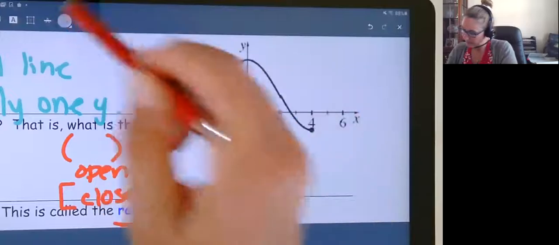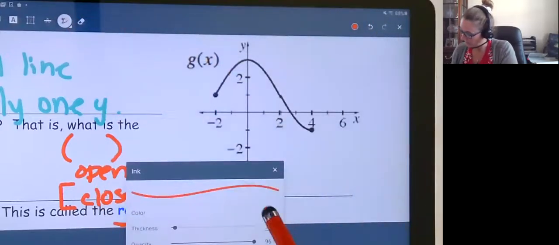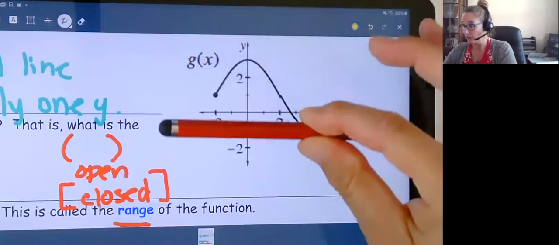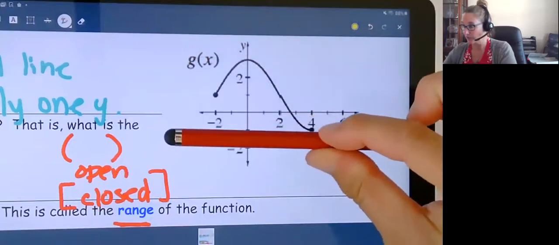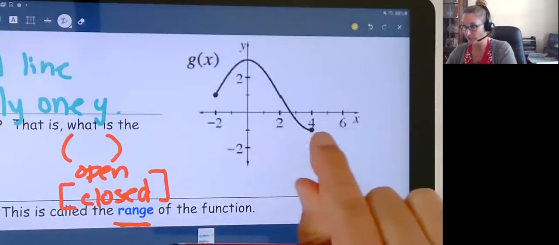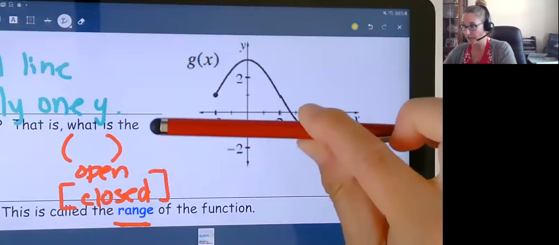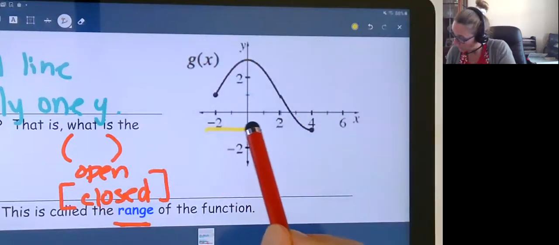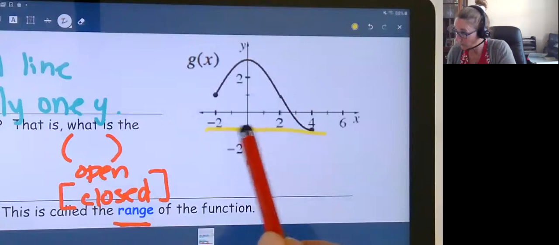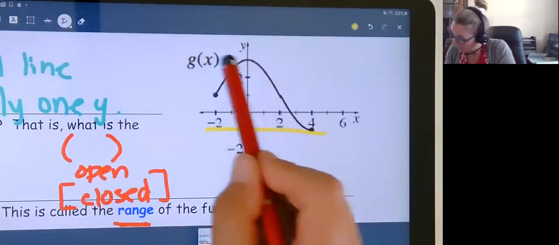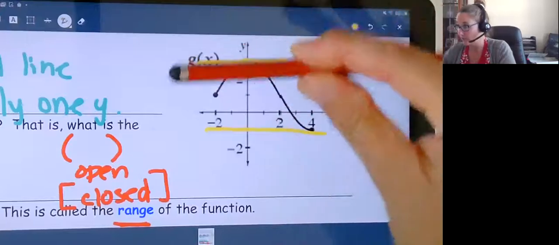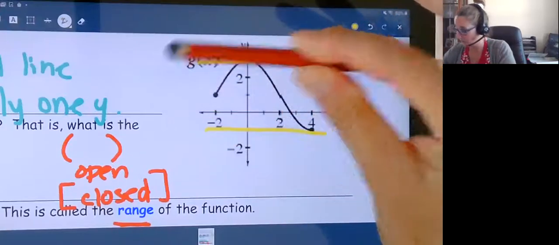And this time for range, when I want y's, I want high to low. How low does the graph go? It stops here, and it's going to be closed because that is a closed dot. And it goes all the way up here to the top. So the lowest it goes is here at -1, and the highest it goes up here is 3. So it goes -1 to 3.